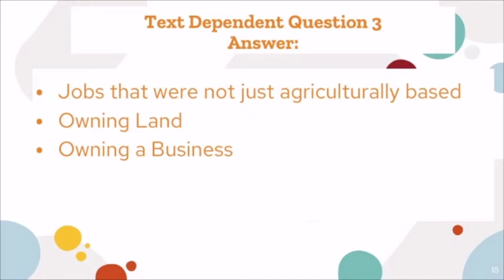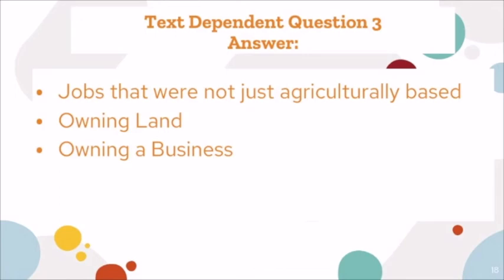Other answers could be that they were taking jobs that were not just agriculturally based, because as mentioned in the text, sharecropping left them limited. Sharecropping? Have you ever heard that word? Well, sharecropping is when they took a portion of land and rented it and farmed it. They were able to keep some of what they harvested and they would sell the rest. However, the land was not theirs, so they still had to pay rent on the land. It was very hard for people to make money off of that.